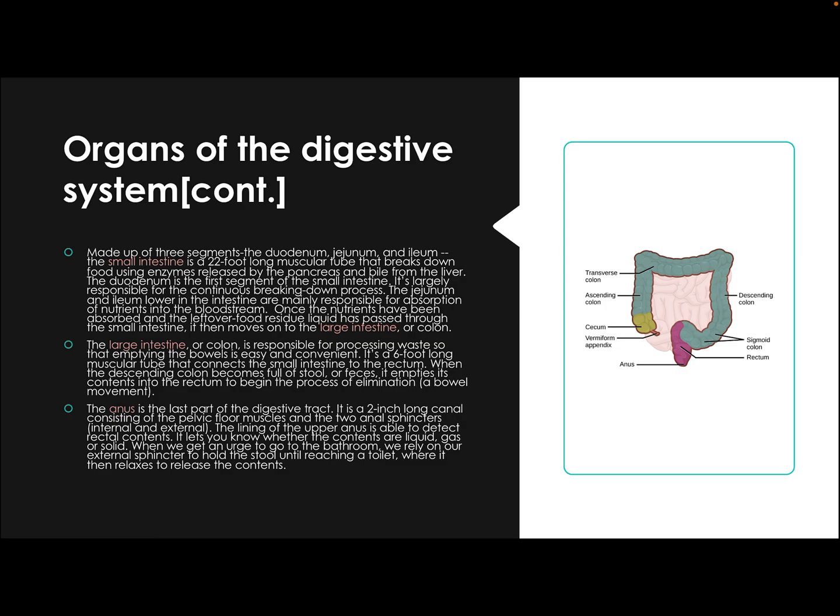The anus, which is the last part of the digestive tract, is a 2-inch long canal consisting of the pelvic floor muscles and the two anal sphincters, which are the internal sphincter and the external sphincter. The lining of the upper anus is able to detect rectal contents. It lets you know whether the contents are liquid, gas, or solid. When we get an urge to go to the bathroom, we rely on our external sphincter to hold the stool until reaching the toilet, where it then relaxes to release the contents.